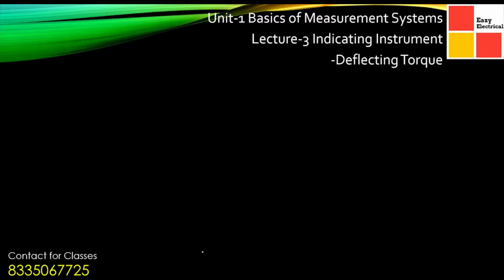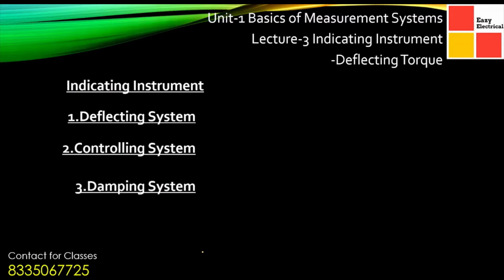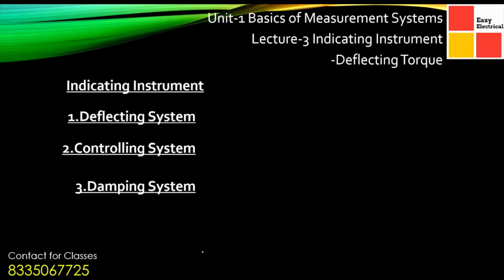Coming to today's class, today we will be discussing the topic of indicating instruments and the topic of deflecting torque. Now you all know that in an indicating instrument, basically three systems are majorly important. One is called the deflecting system, one is called the controlling system, and another is called the damping system.